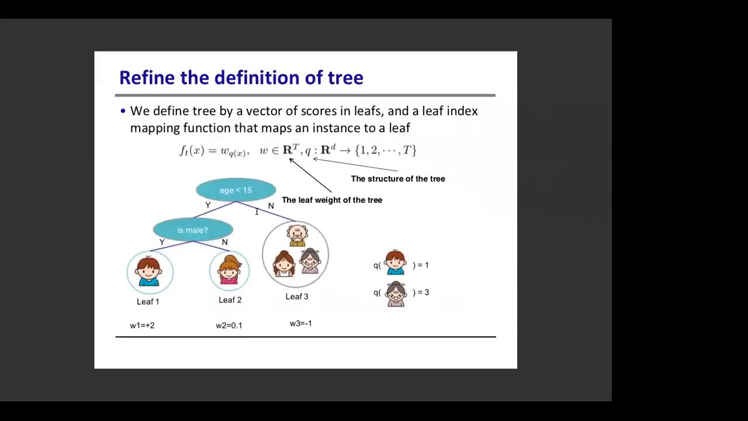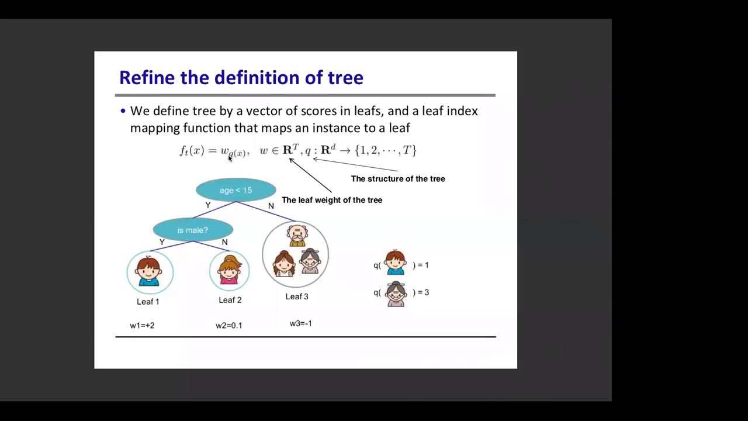Now we define a tree by a vector. So generally, what is a tree? A tree is something that has leaves and has decisions in between, right? We define a tree by a vector of scores in the leaves, and a leaf index mapping function that maps an instance to the leaf. So when we say tree, it means we have a mapping function, the weights of the tree, and we have q. q is the mapping function, which maps to a particular leaf of the tree.